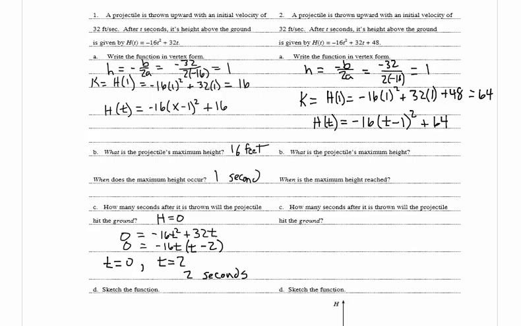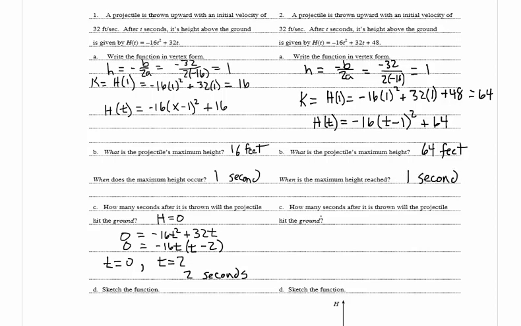And in B, they ask, what is the projectile's maximum height? And our maximum height is 64 feet. And then when is the maximum height reached? The maximum height is reached 1 second after it is thrown.